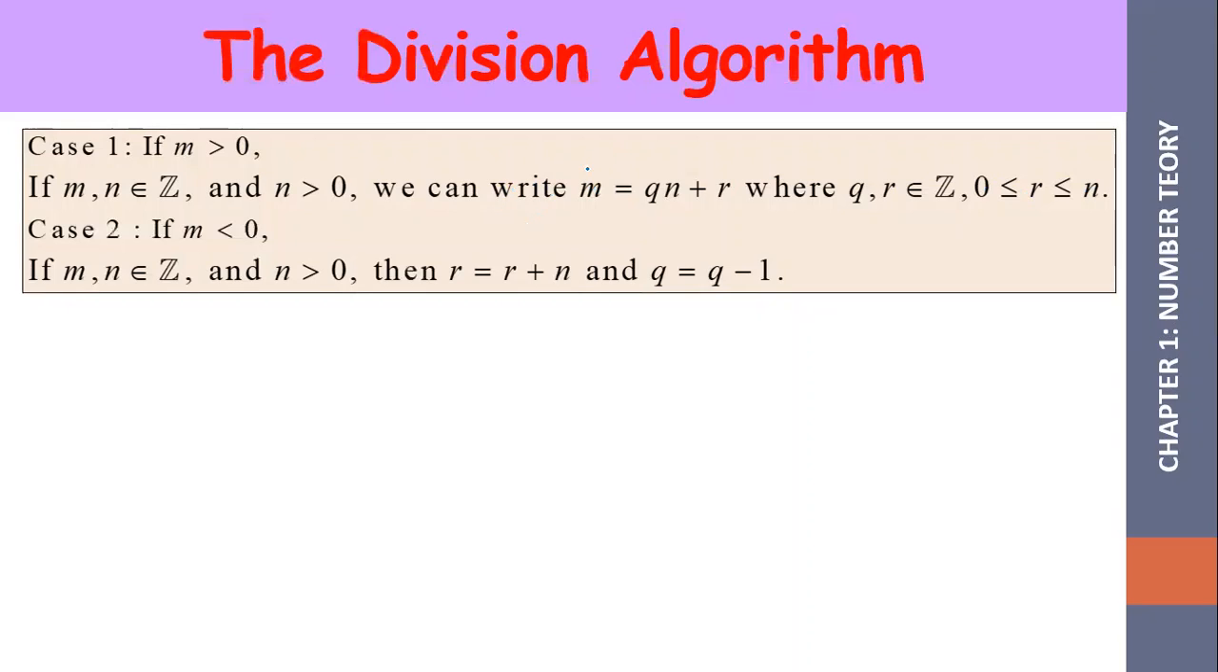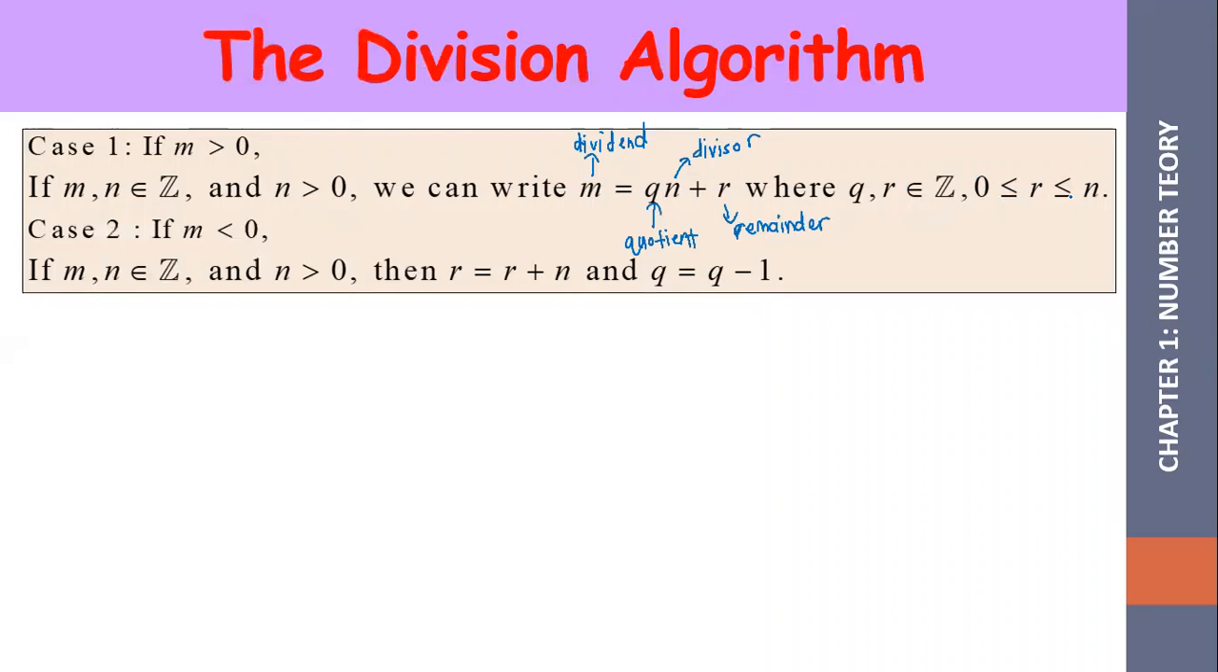Okay, so before that, what is m, what is q, what is n, what is r? m stands for dividend, q stands for quotient, n is a divisor, and r is a remainder. Okay? Remember, remainder should be between 0 and n.